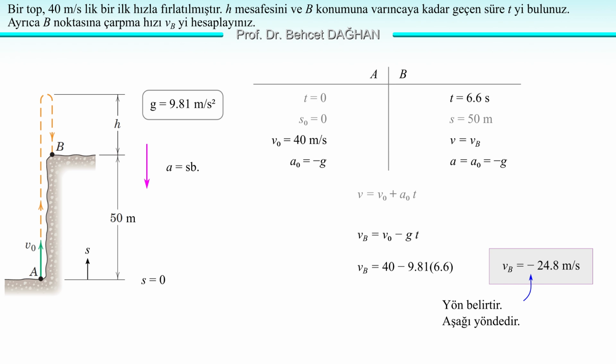We find vb equals minus 24.8 meters per second. What does the minus here mean? It indicates direction. It indicates that the velocity is downward, that is, negative. We already know this should be the case. The magnitude is also 24.8 meters per second.